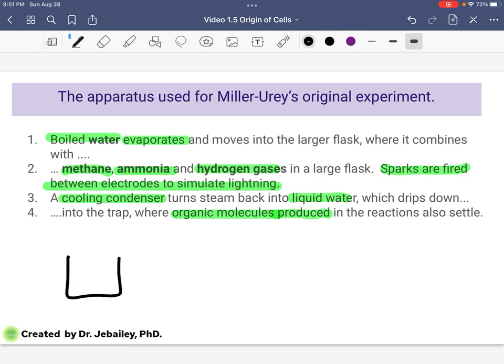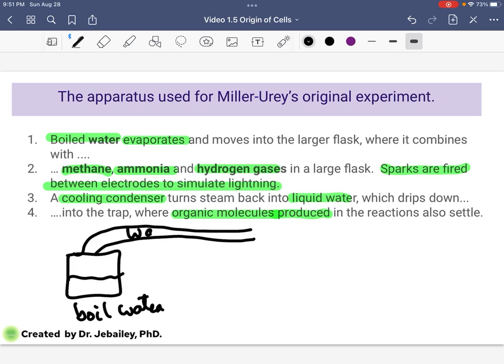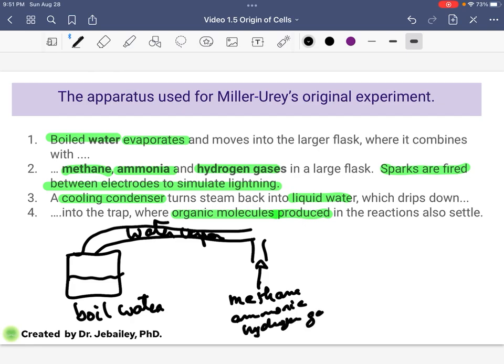First, you have a beaker and you can say boil water. And then this beaker has the water vapor here, right? The water vapor. And then here you inject what? You could inject methane. You can inject ammonia. You can inject hydrogen gases. And they will mix with the water vapor. So they're entering here and they're mixing with water vapor.